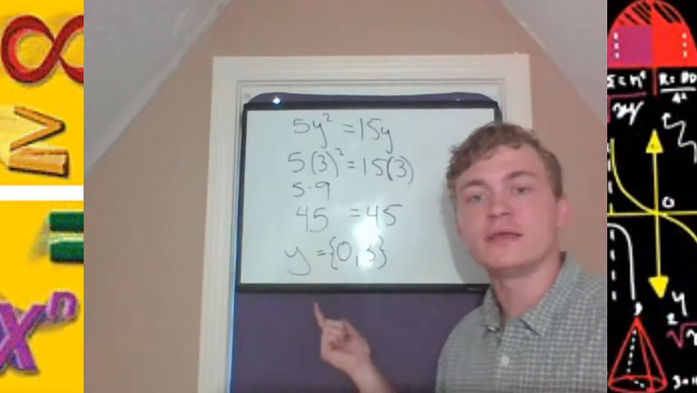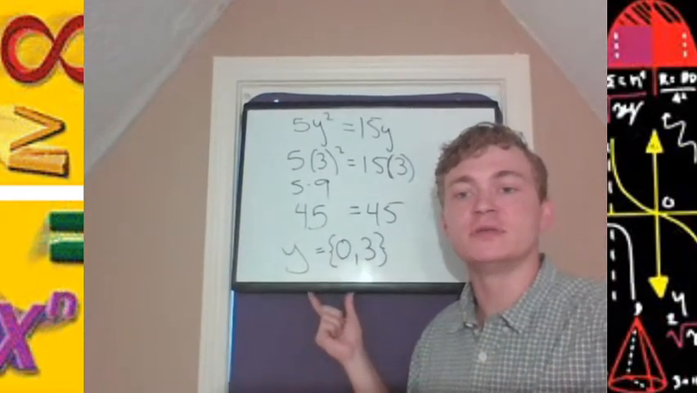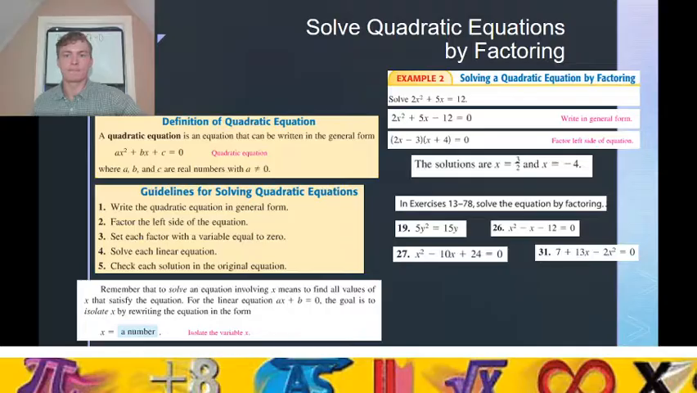That y is the set of solutions 0 and 3. For number 31, 7 plus 13x minus 2x squared equals 0. Our trinomial is set equal to 0. However, it's not in the general form because our largest exponent is not written first.